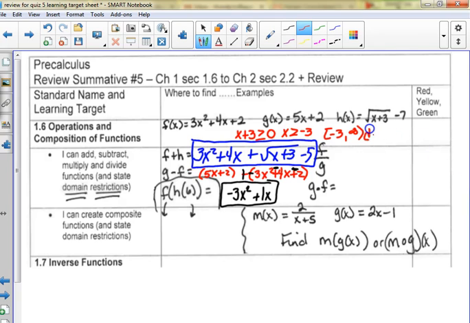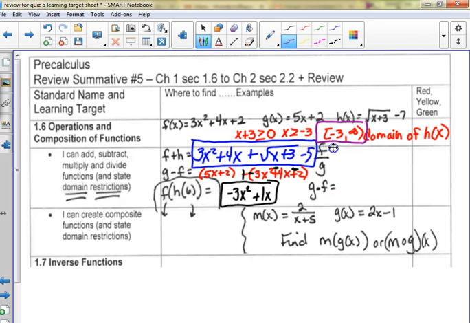So this is the domain restriction actually of h of x, which would also apply to f plus h. Go ahead. I think on the quiz it asks for interval notation, so that would be this one.